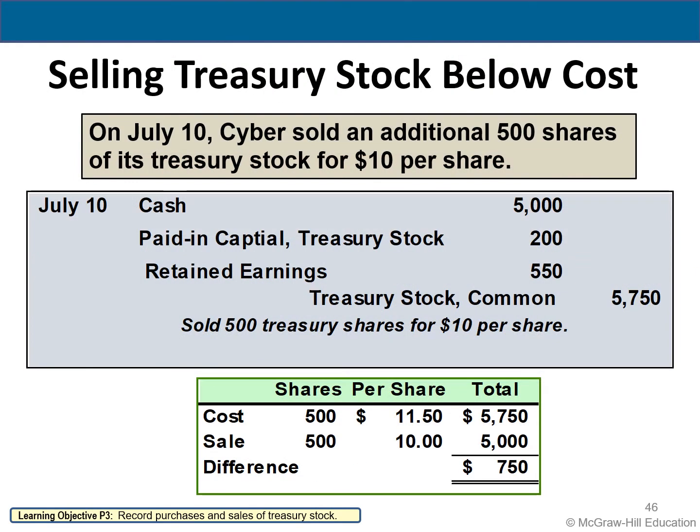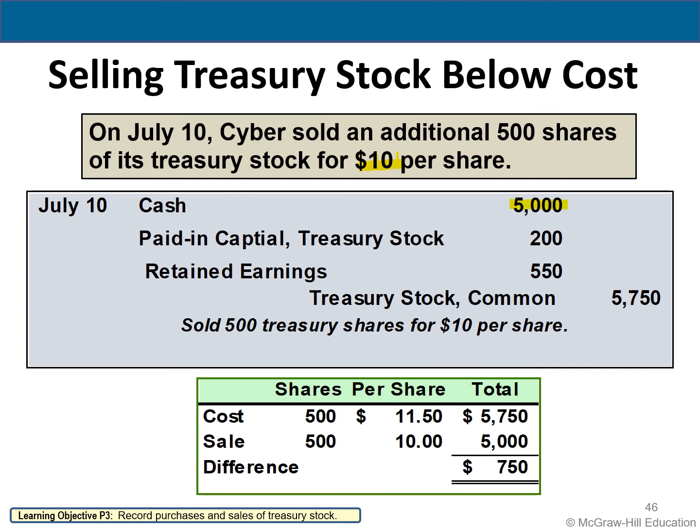Okay, so what happens if we sell treasury stock below our cost? On July 10th, Cyber sold an additional 500 shares of its treasury stock, but instead they sold it for $10 per share, where we had purchased it at $11.50, if you remember. So we're going to debit our cash for the 500 shares times $10, right?